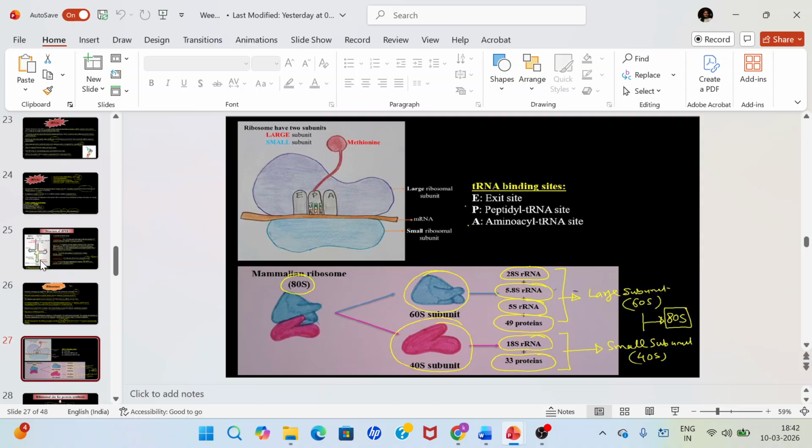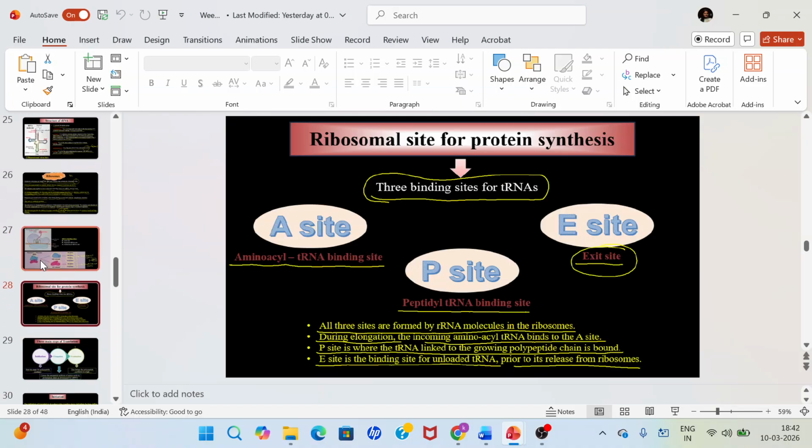this ribosome. So this is for your information. You guys should read it. Ribosome site for protein synthesis. So three binding sites for tRNA.